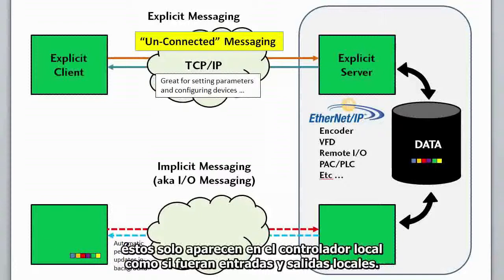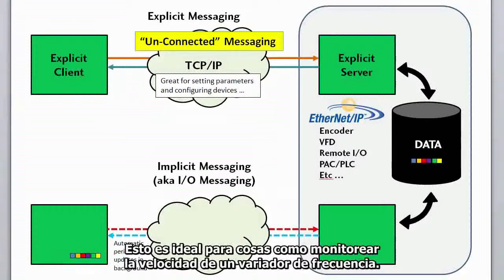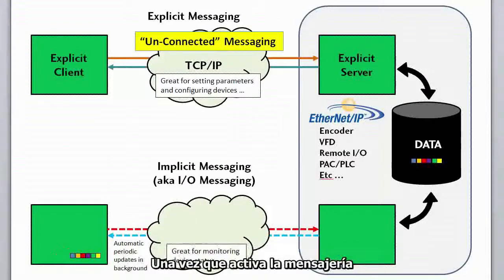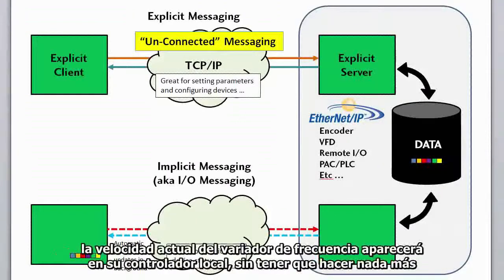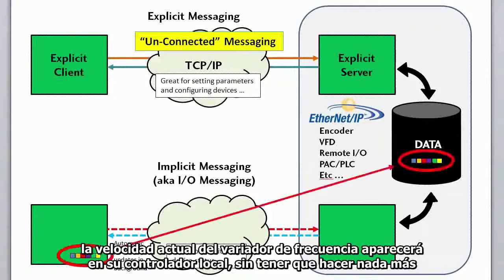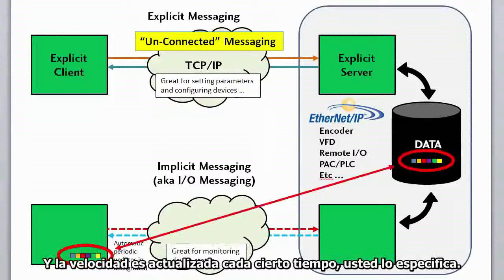The data just appears on your local controller as if it was local I/O. This is ideal for things like monitoring the speed of a variable frequency drive. Once you enable messaging, the current drive speed just appears at your local controller without you having to do anything, and that speed is updated at whatever rate you specify.